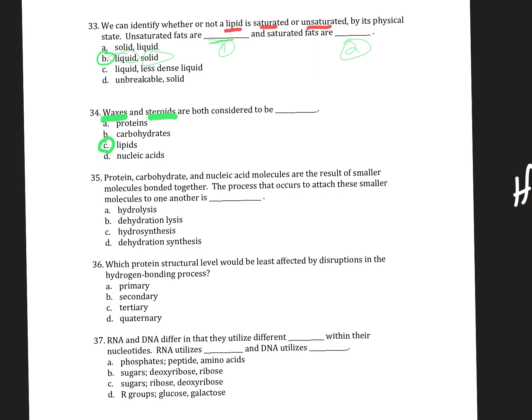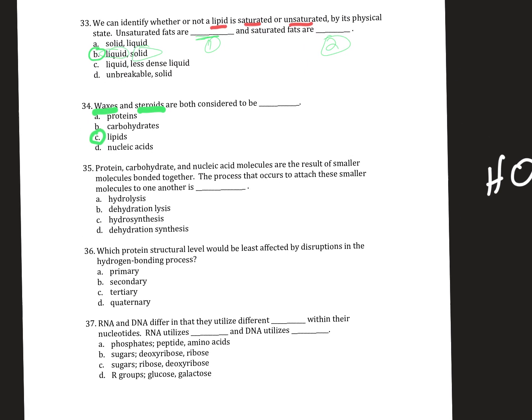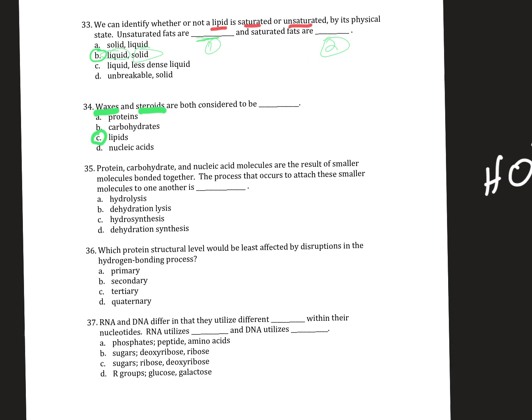Proteins, carbohydrates, and nucleic acids are molecules. Molecules are the result of smaller molecules. So you take all three of these. To be clear, what they're saying is carbohydrates, proteins, and nucleic acids all form chains. Correct? Yes. That's what it says. They all form chains.